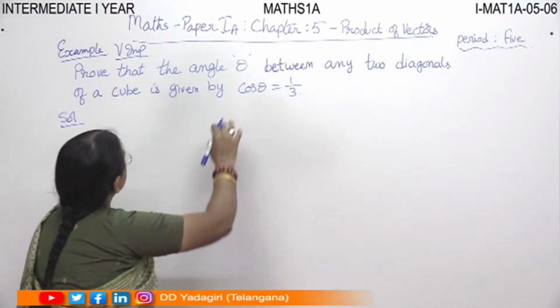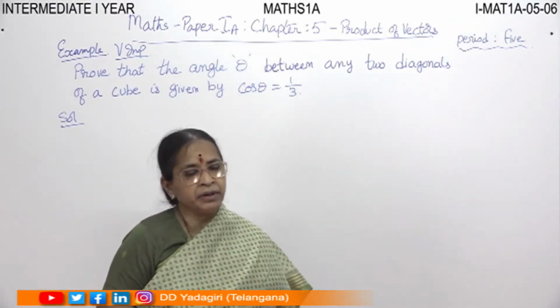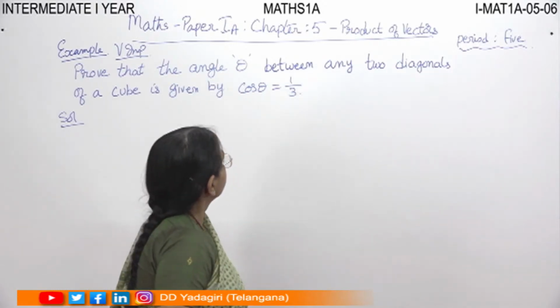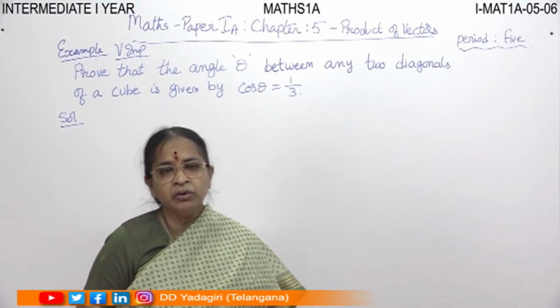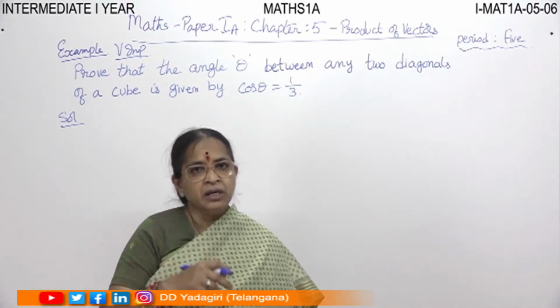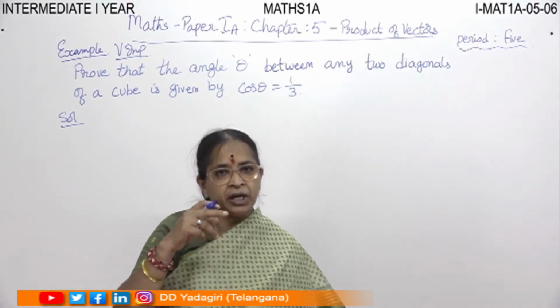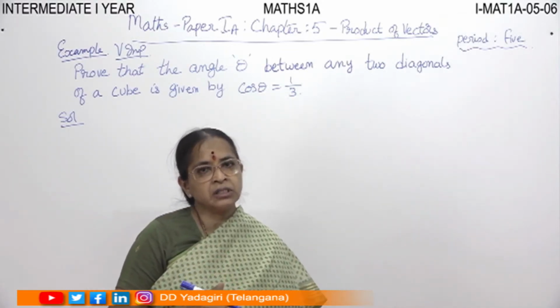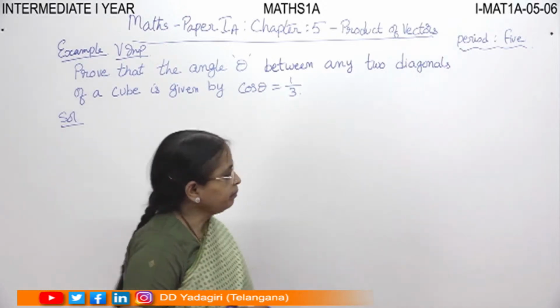Prove that the angle theta between any two diagonals of a cube is given by cos theta is equal to 1 by 3. So that means if theta is the angle between any two diagonals of a cube, then show that cos theta is equal to 1 by 3.